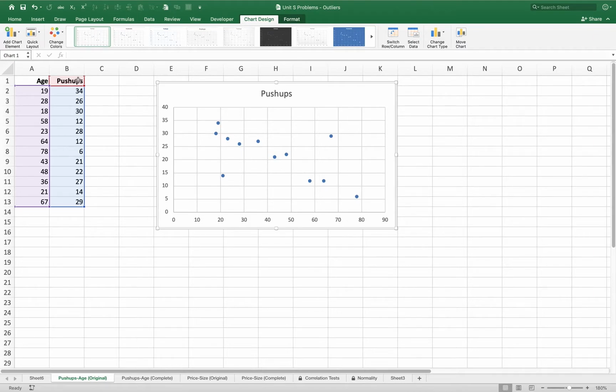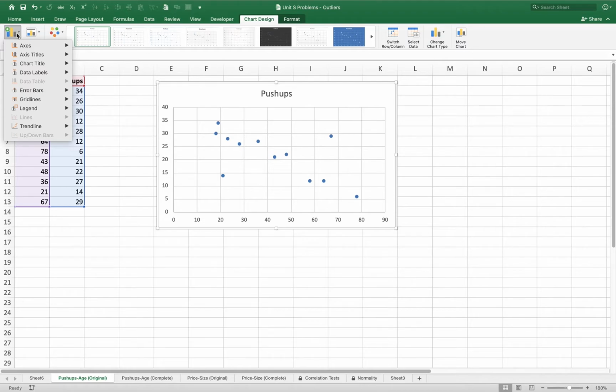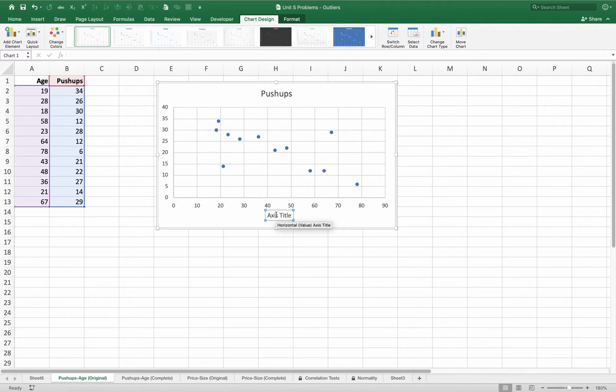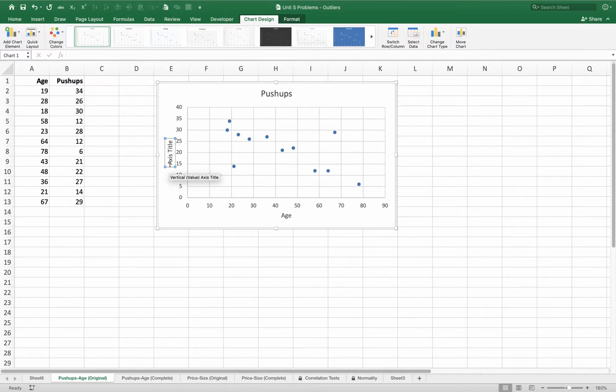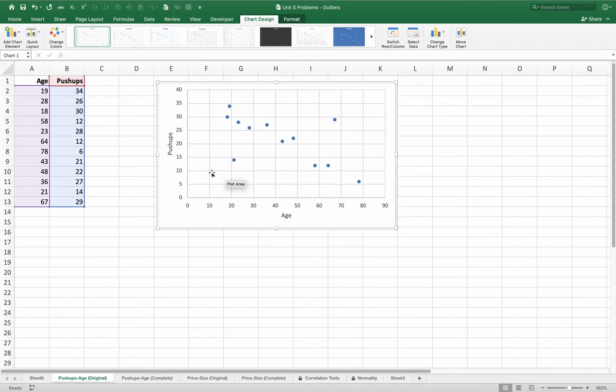Just as an aside, I can change or add some chart elements here. So I can add an axis title. The primary horizontal, I could change that to be age, and then I can add here a vertical, and we'll call that push-ups. You probably want to give this a good name here. I'm not going to do that. I'm just going to get rid of it. You can add a title here.